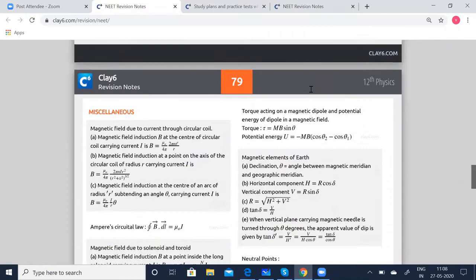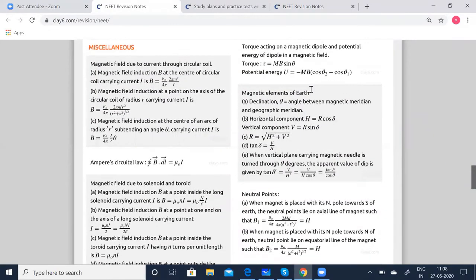Now coming to magnetic field due to a current through a circular coil. In this case, magnetic field induction B at the center of the circular coil carrying a current I is given by B is equal to mu 0 by 4 pi 2 pi NI by R, where N stands for number of turns and R is the radius of the circular coil. The particle is going to be at the center, so that gives you the distance R.